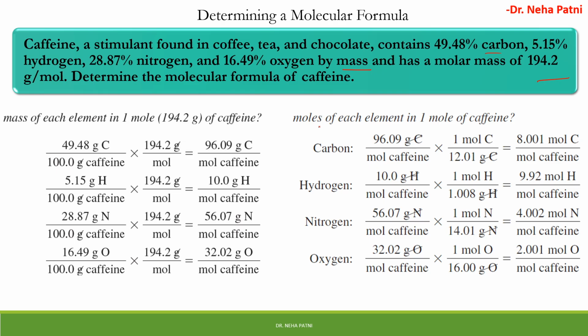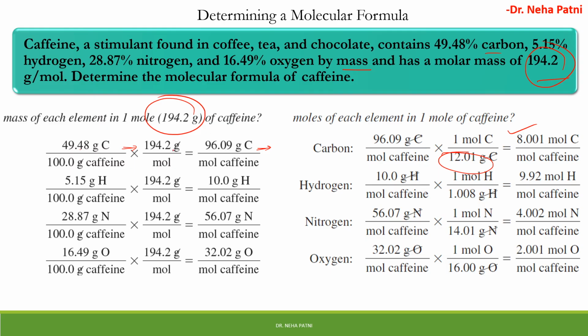So let's go ahead. Now this is a different approach. What we did here was multiply it with the weight. We got the answer in gram per mole, and then divided by the individual weight of carbon, and then I got the moles 8, 9, 4 and 2. So it's a different approach, but we are going to get the same thing. Since they have already told you the molar mass of 194, this is the second approach of solving the question: what would be the mass of each element in 194.2?